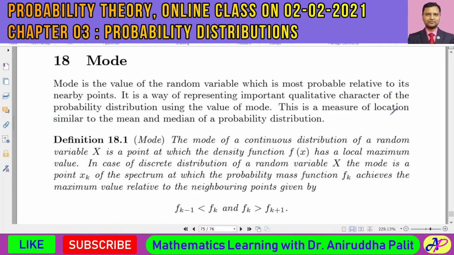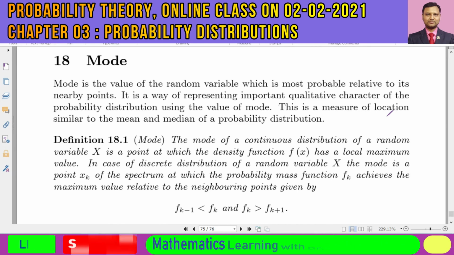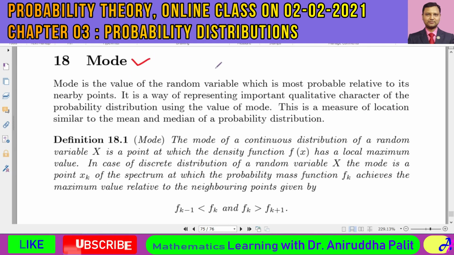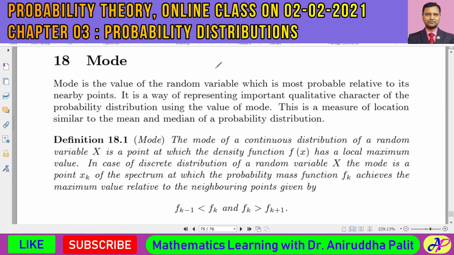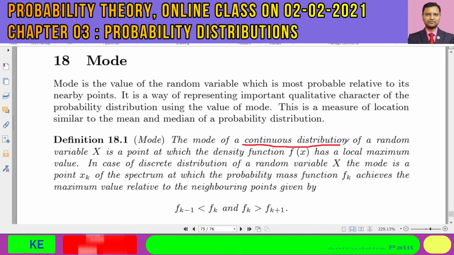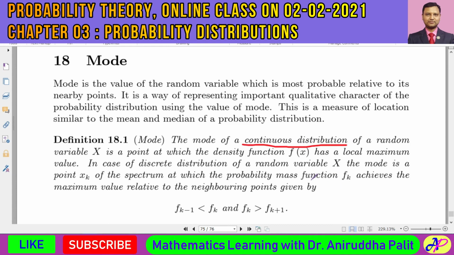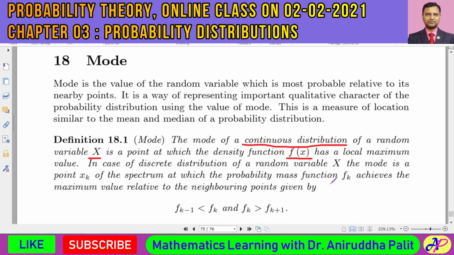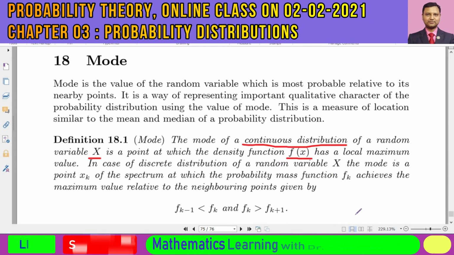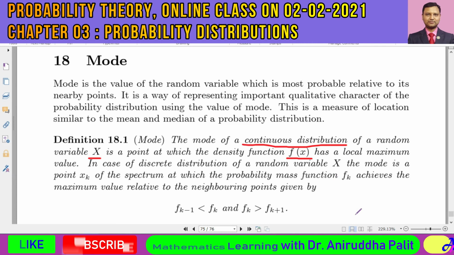Now let's discuss another measure of location, that is called the mode. We have discussed the mean and median, and now there is one more measure of location, the mode. What is the mode? In the case of a continuous distribution of a random variable x, the mode is the value of the variable x such that the density function f(x) has a local maximum at that point.